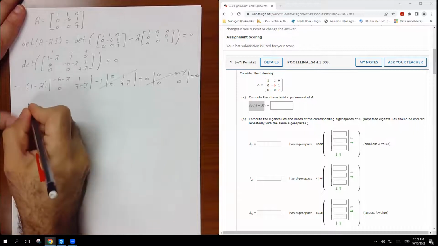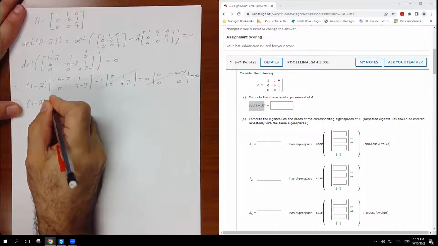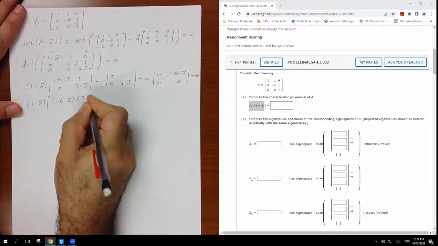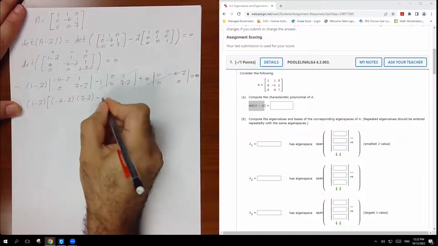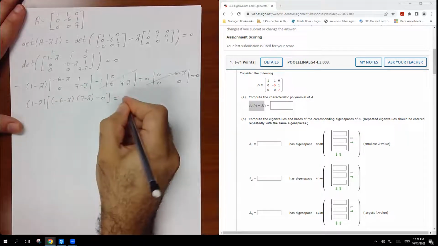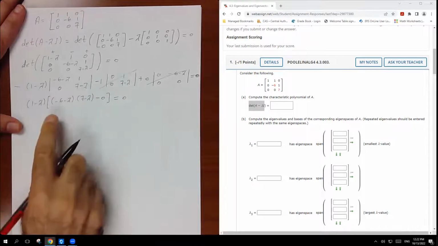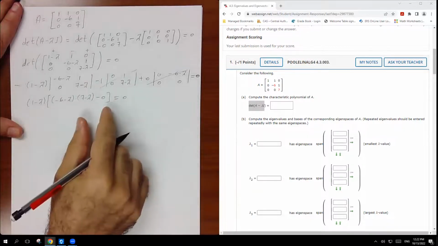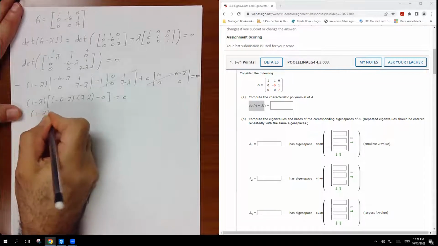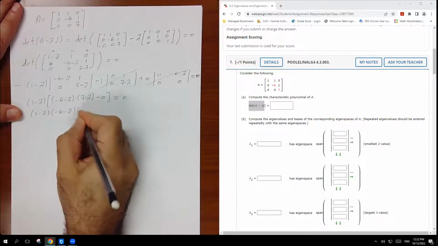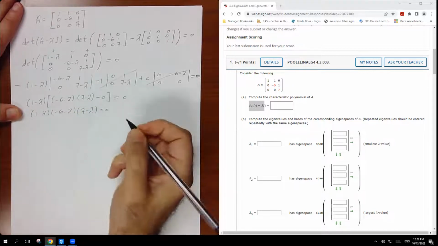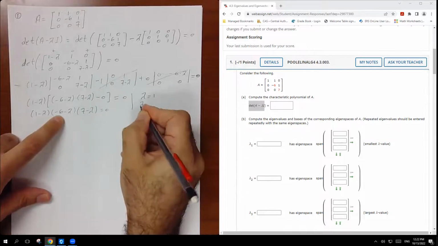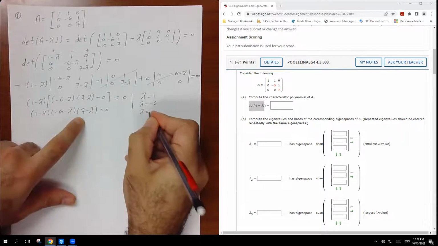Let's work here. That means 1 minus lambda, and this one is going to be the multiplication of negative 6 minus lambda times 7 minus lambda, minus 0, because 1 times 0 is 0, equals 0. Now we have to simplify this side. If you look at this one, it's already factored. Why would you distribute and then factor it again? That means 1 minus lambda, negative 6 minus lambda, and 7 minus lambda is equal to 0. In this case, we have 3 lambdas: lambda equals 1, lambda equals negative 6, and lambda equals 7.